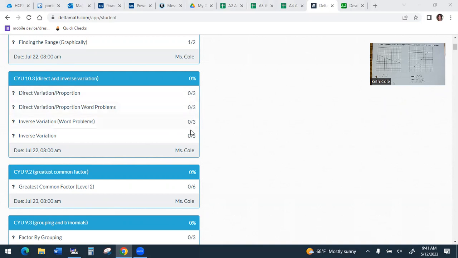Okay, you're doing 10.3. Do you see how there are 4 sections? Why are you only going to do the first 2? Oh my gosh, because you read the directions up there. But can you look up here? Why would I only have you do the first 2? We haven't done the inverse yet.